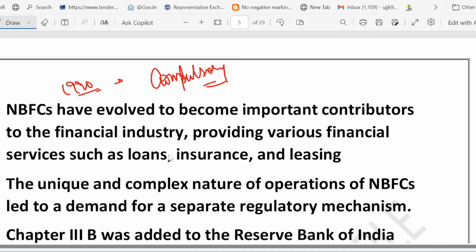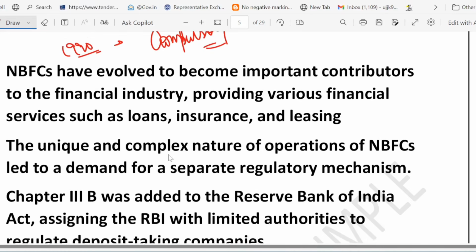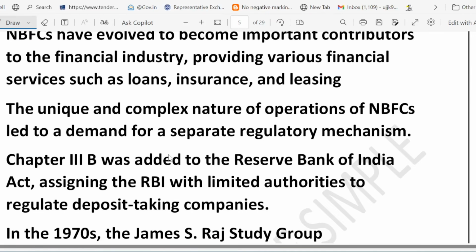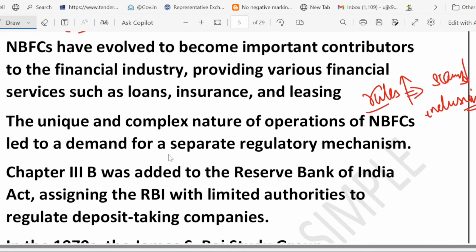Now the question is, why does this evolution matter? Because it makes the system more trustworthy, because if rules are strict, scams will be fewer. And it encourages financial inclusion. It reaches people whom the banks ignored. That is called financial inclusion. That's why these rules came into the picture in the 1990s. And it offered diverse services. Like today they offer loans, insurance, leasing, and more and more.